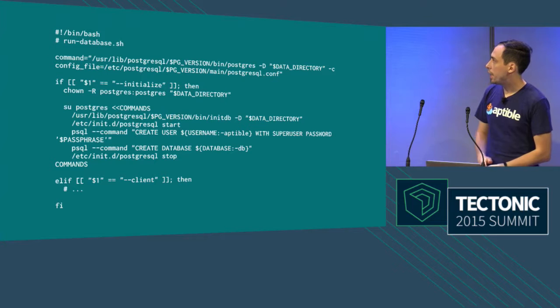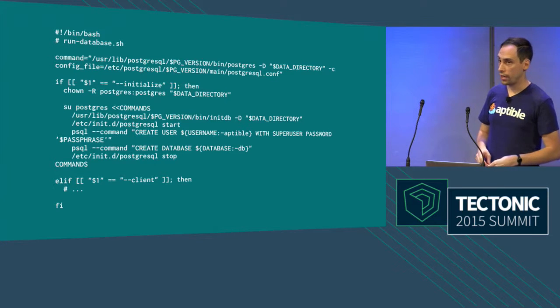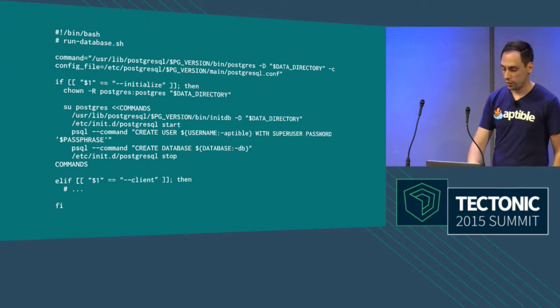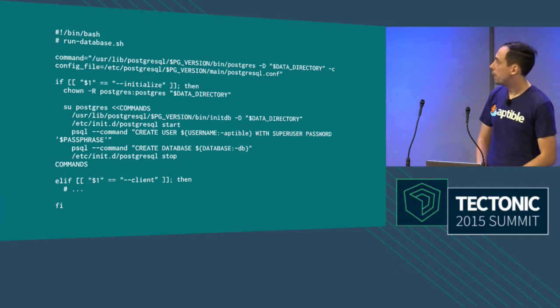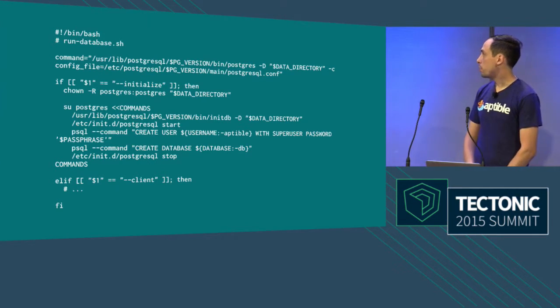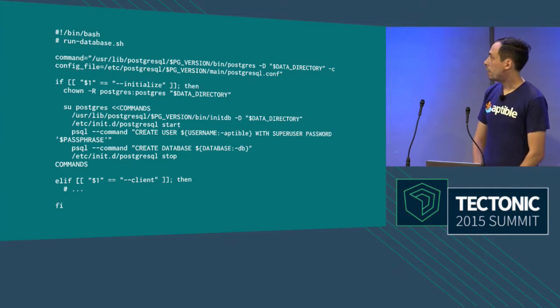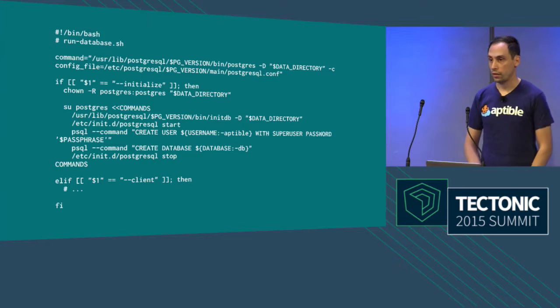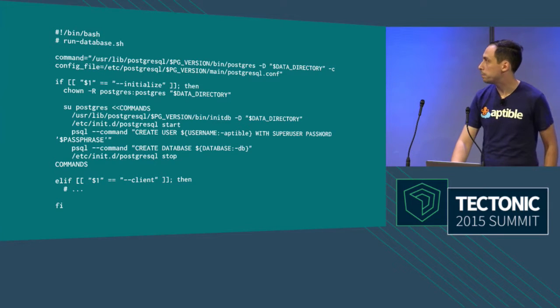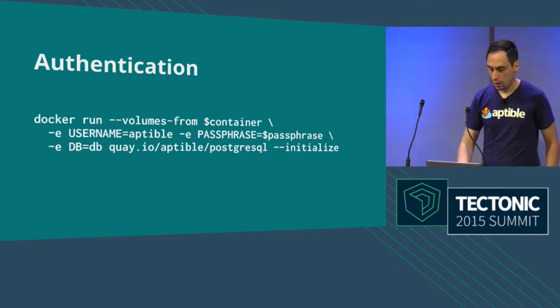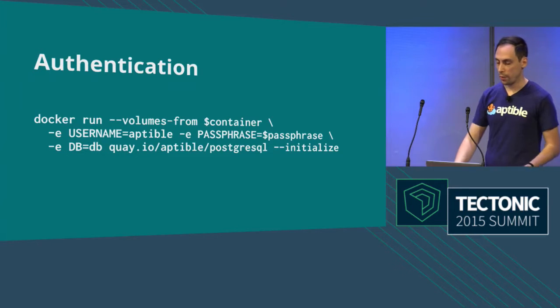And then inside the scripts, the entry point for the container, we've got this script that responds to initialize. When it sees that flag, it creates the Postgres data directory and creates a super user with the user and passphrase that we specified. So again, it has this format.